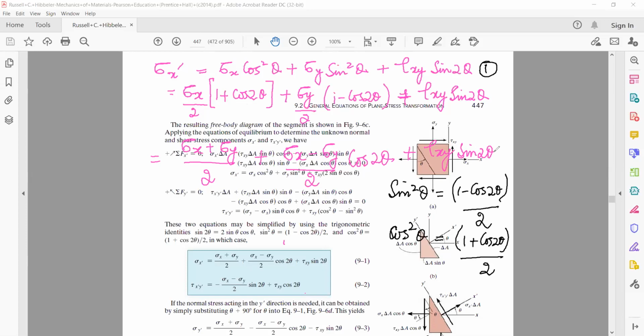This is a very important equation, as has also been written here. Okay. This is a very important equation. So sigma x prime is equal to sigma x plus sigma y divided by 2 plus sigma x minus sigma y divided by 2 cos 2 theta plus tau xy sine 2 theta. Okay. In the same way, let's take the second equation.